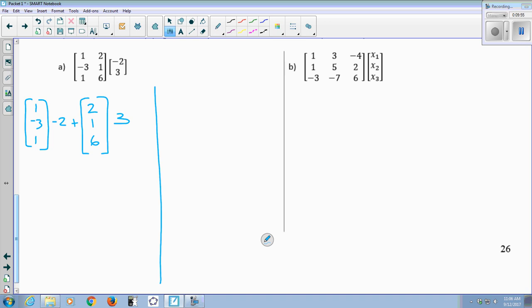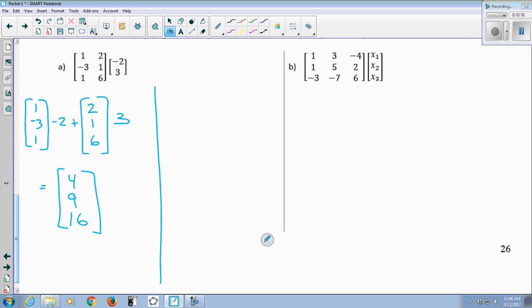So I'm going to have -2 plus 6 is 4. And then I'm going to have 6 plus 3 is 9. And negative 2 plus 18 is 16. Oh, perfect squares, like that.